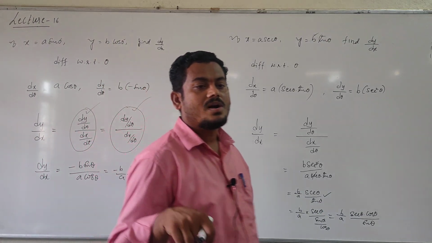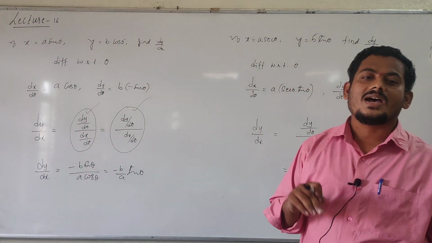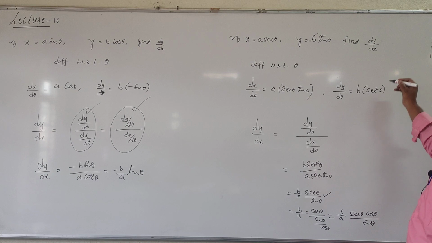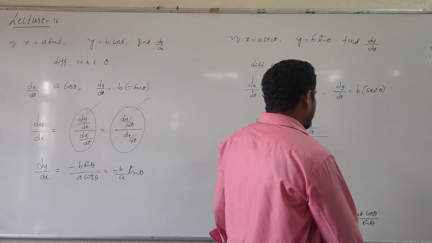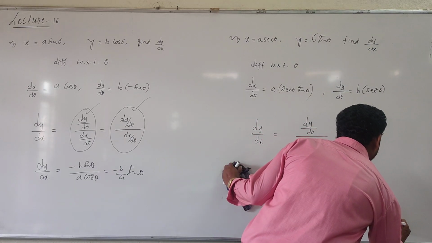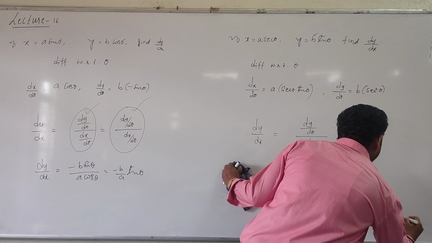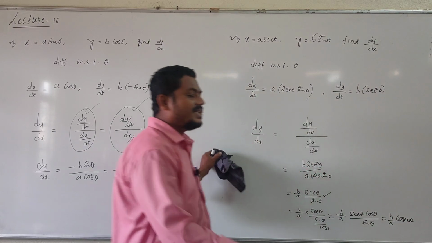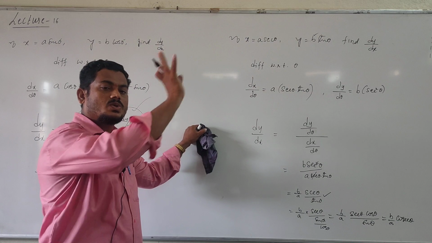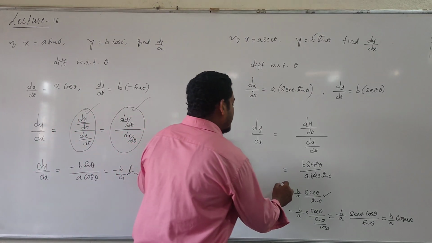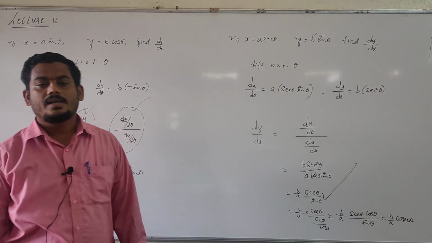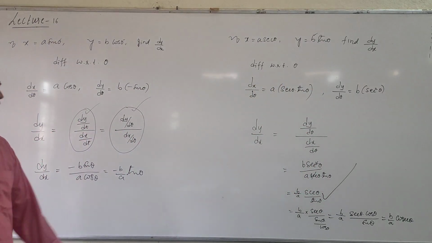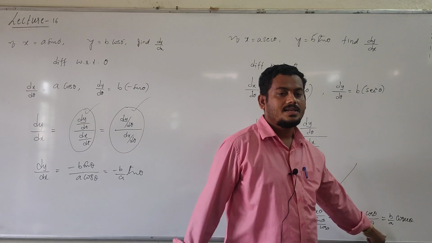What is secant into cos? Product of a ratio and its reciprocal ratio. Secant theta into cos theta is always 1. So lastly we get b by a cosecant theta, because the denominator sin theta is there, 1 divided by sin theta means cosecant theta. Otherwise stop here only. Right? No need to simplify. If you are interested, then you can simplify.